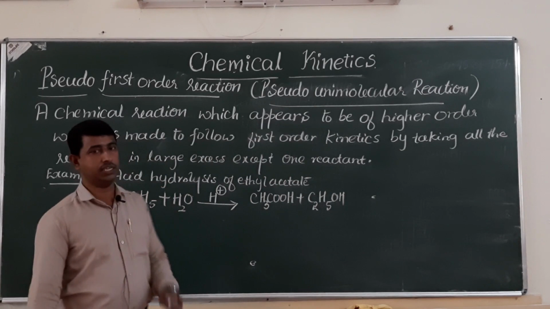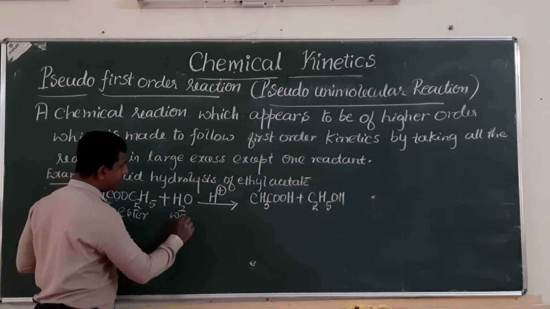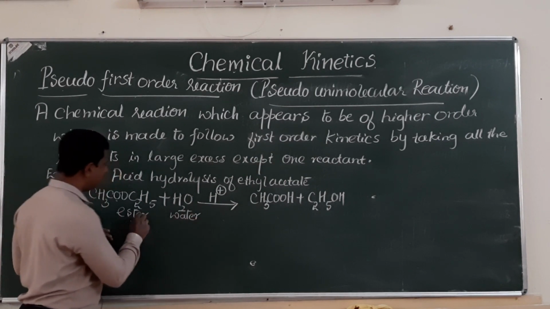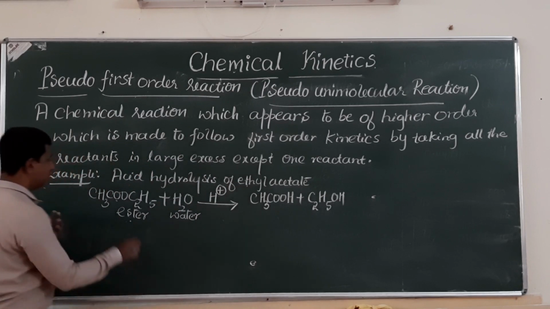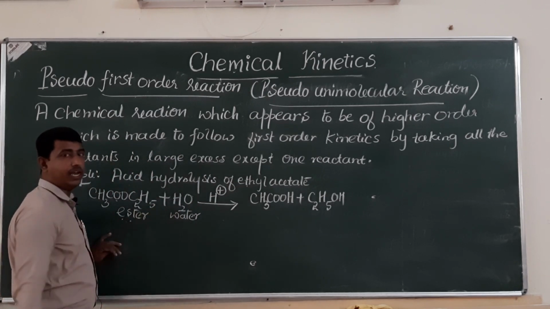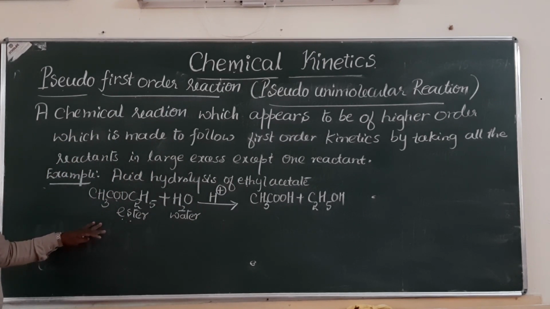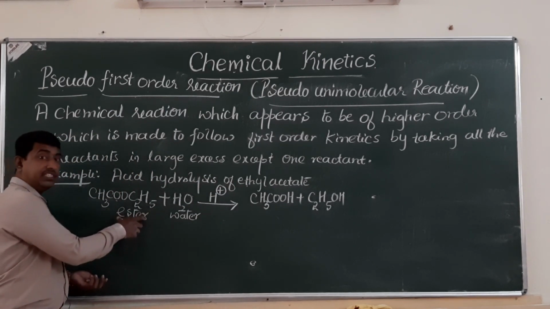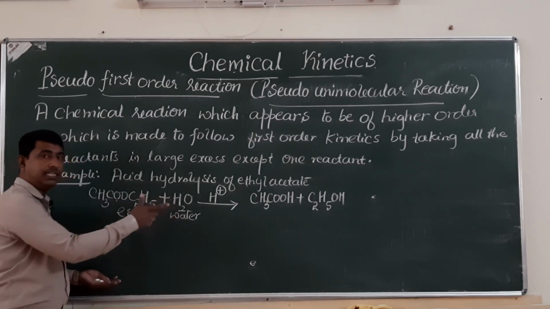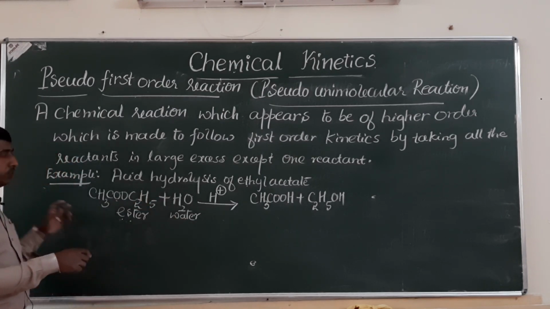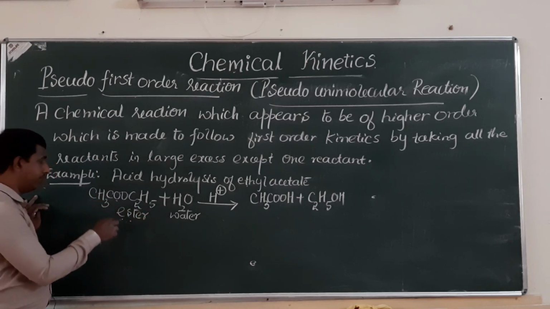Now in this reaction, two reactants are present. One is the ester, the other one is water. This ester is named ethyl acetate. So ester and water are the two reactants present in the reaction. Now I have to vary the concentration. I will take the ester in lesser quantity, whereas water I will take in larger quantity. Water is present in larger quantity, ester is present in lesser quantity.